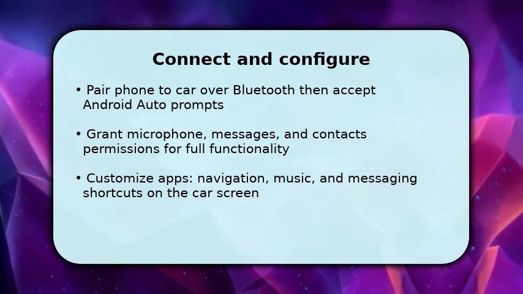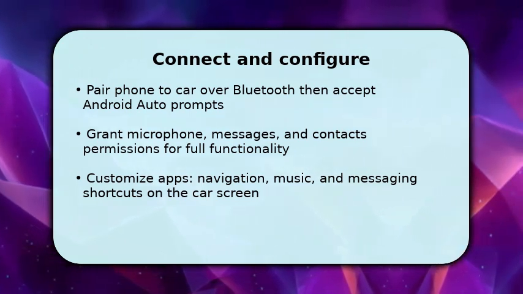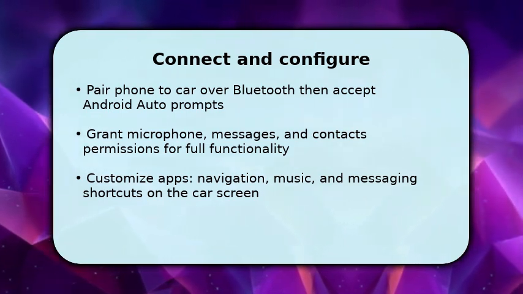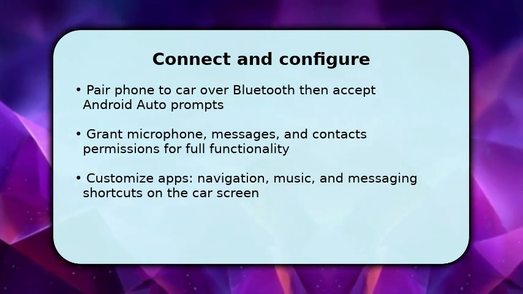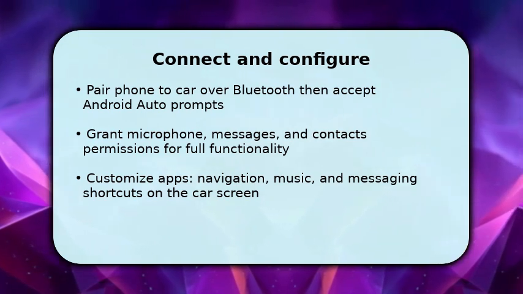Next, open Android Auto on the car display and choose navigation, music, and messaging apps you prefer. Rearrange shortcuts for one-touch access. Make sure to test voice command responsiveness and audio routing, because those confirm successful permissions and app prioritization before you drive.